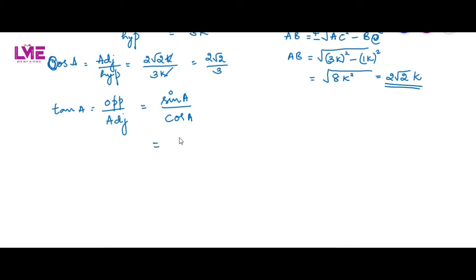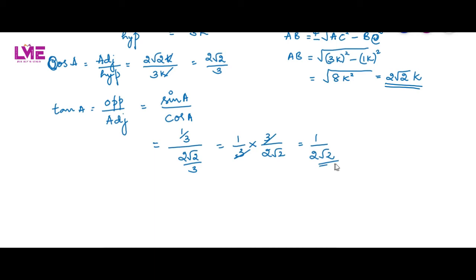Sine A, what we have taken is 1 by 3. What is the given data? That is 1 by 3. And cos A is nothing but 2 root 2 by 3. So this is nothing but 1 by 3 into 3 by 2 root 2. And this gets cancelled. So what we have is 1 by 2 root 2.